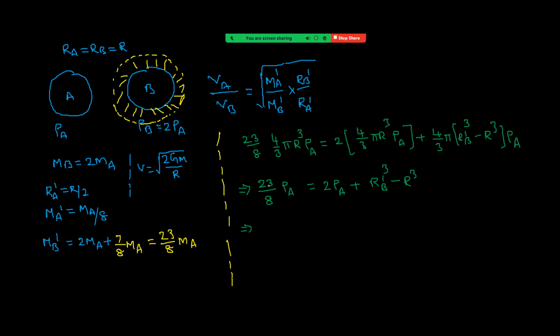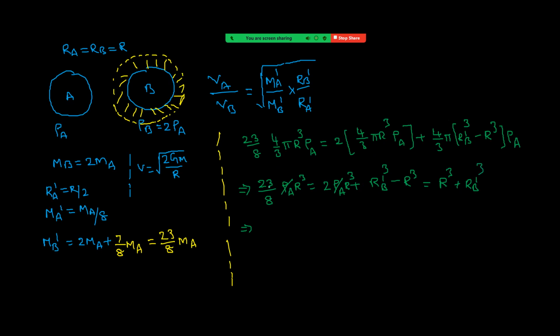16. This is now 23. Sorry, rho A is already cancelled. Right? Rho A was already cancelled previously only. Check it once. 23 by 8. Rho A is already cancelled. 2 is left here. R cube is left. I am not taking R cube here. R cube is left. Okay. So 2 R cube minus R cube, this is now R cube. And here also R cube is left, that is plus RB dash cube.